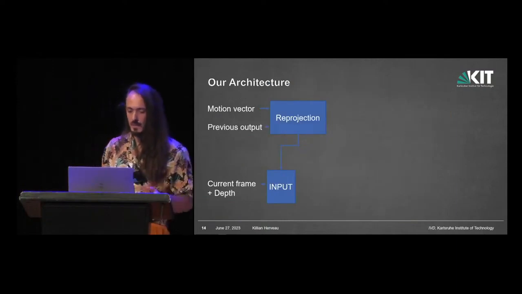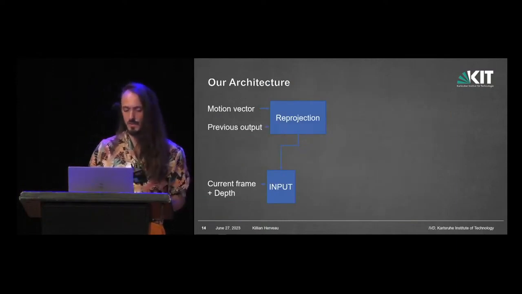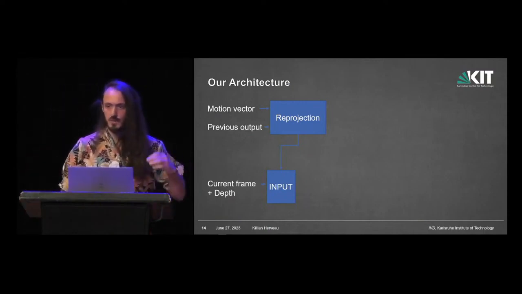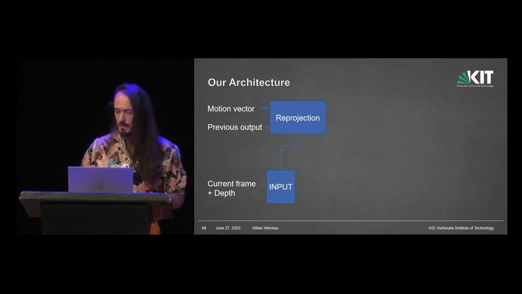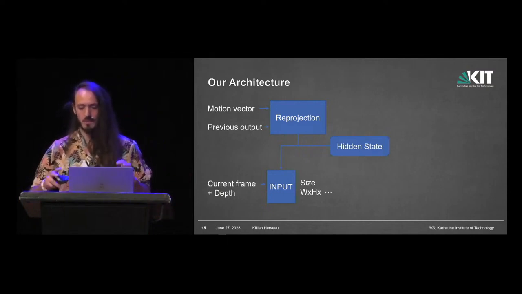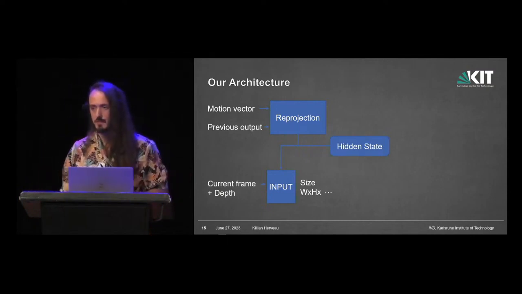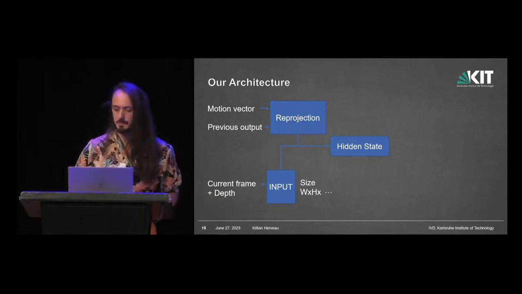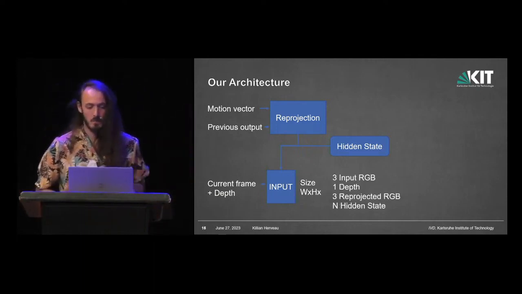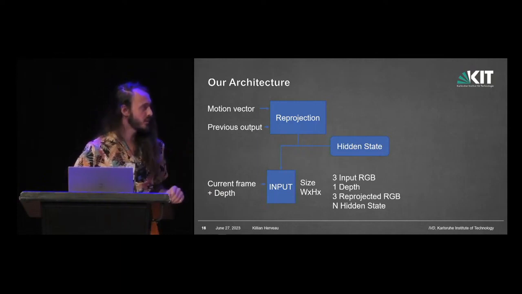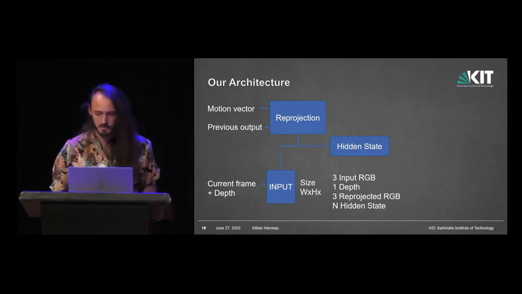As I said, we have our motion vector and our previous output, which we will project. This is one part of our input, which also contains the current frame and the depth. And we also feed it a hidden state. So it's basically a storage unit for the network to remember things and to communicate to the next iteration. All this becomes the input, which has the size of your frame, plus the 3 channels of the input RGB, the depth, the reprojected RGB, and n layers of the hidden state.